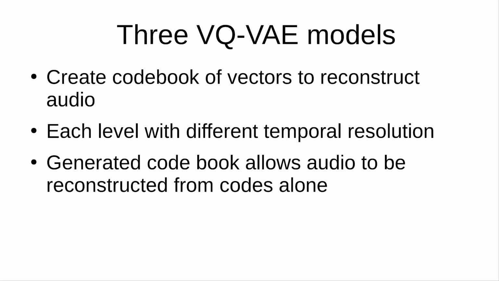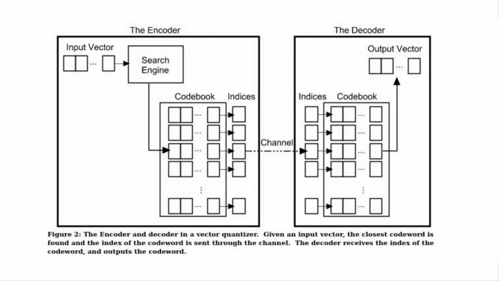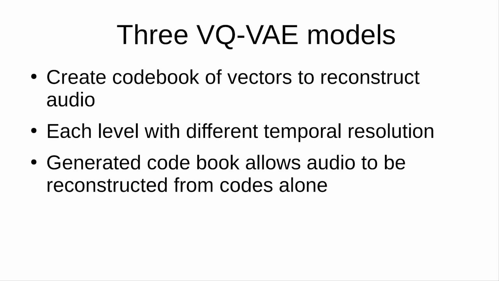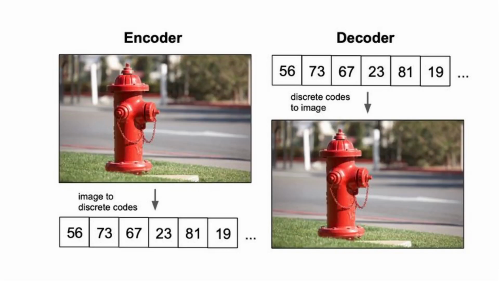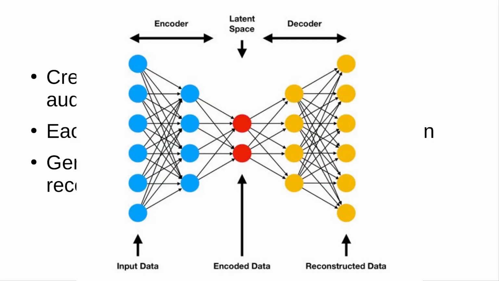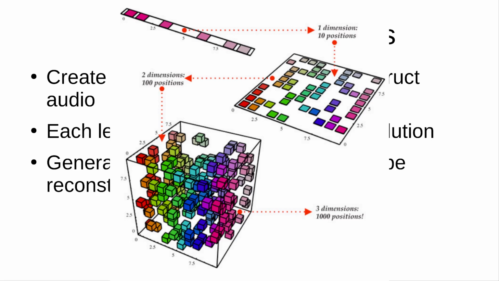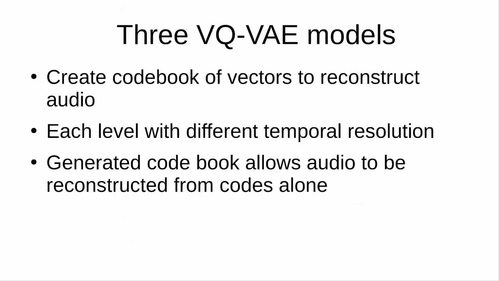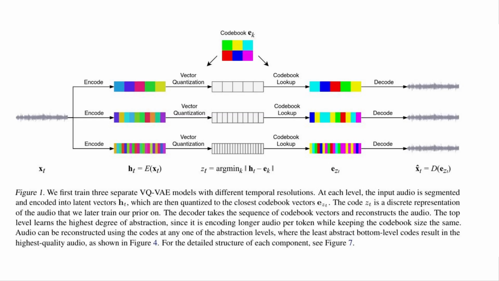The three VQ-VAE models. Again, as I said, we're creating a codebook of vectors. This codebook of vectors allows us to generate samples from a lower dimensionality than the actual input audio. So generating a codebook is a form of abstraction. We're taking a larger piece of information and resolving it to a lower dimension, hopefully representing the same amount of information. Instead of using one VQ-VAE model, they opted to use three.